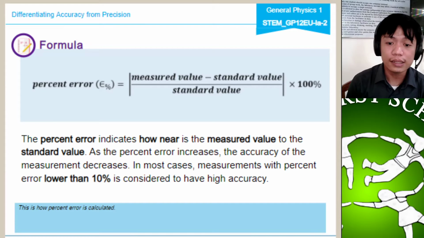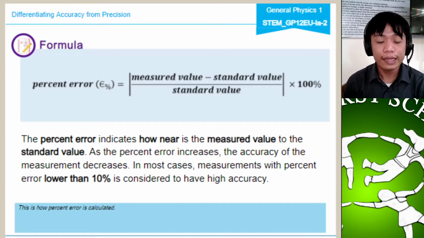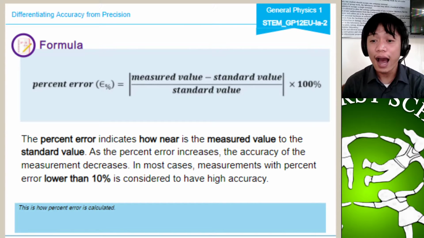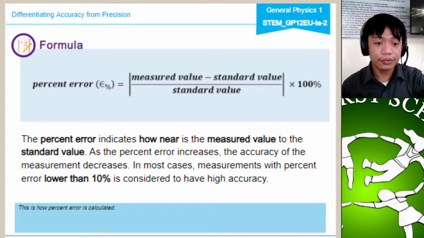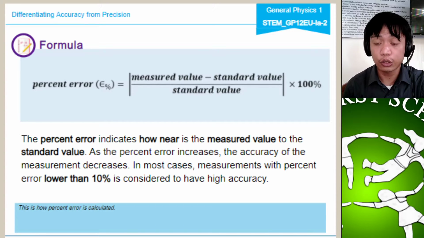Okay? So, in most cases, measurements with percent error lower than 10% is considered to have high accuracy. So, basically, if the percent error is lower than 10%, it has high accuracy. So take note of that. If the percent error is lower than 10%, it has high accuracy. So ang ibig sabihin lang nito, habang papalaki yung percent error, pababa naman ng pababa yung accuracy.